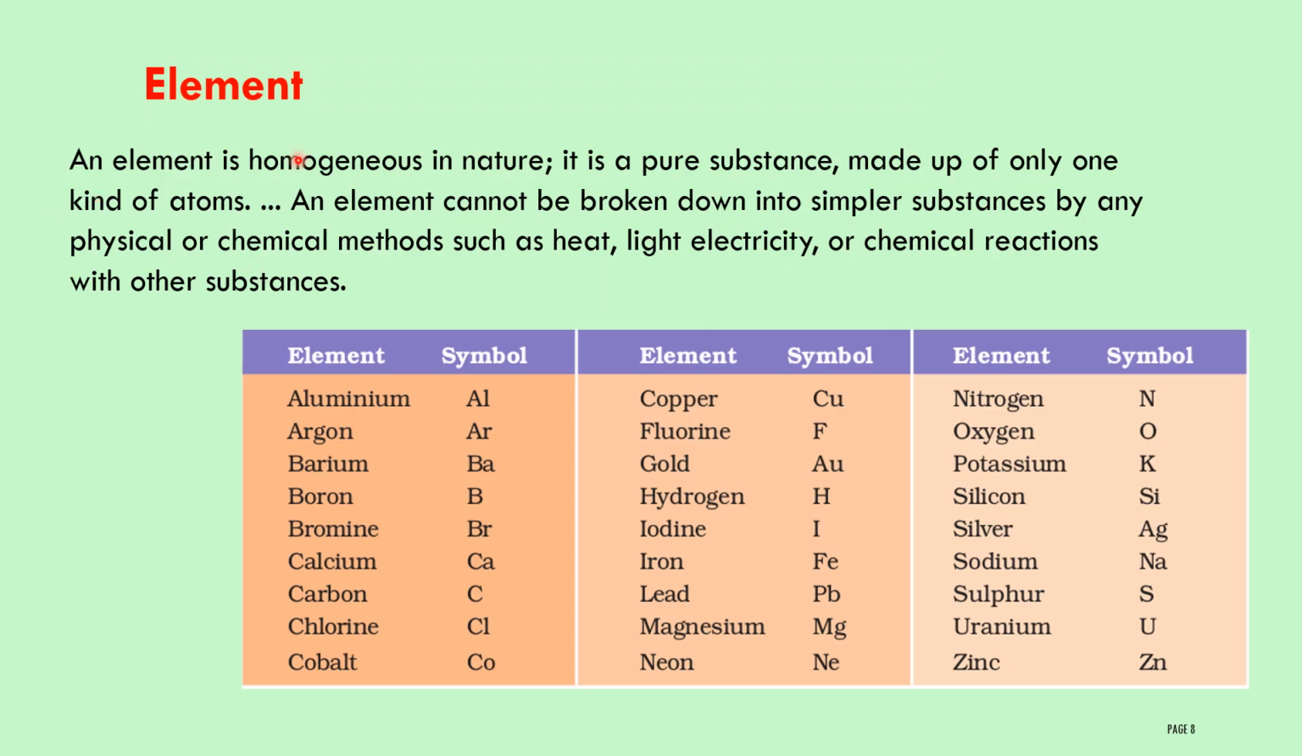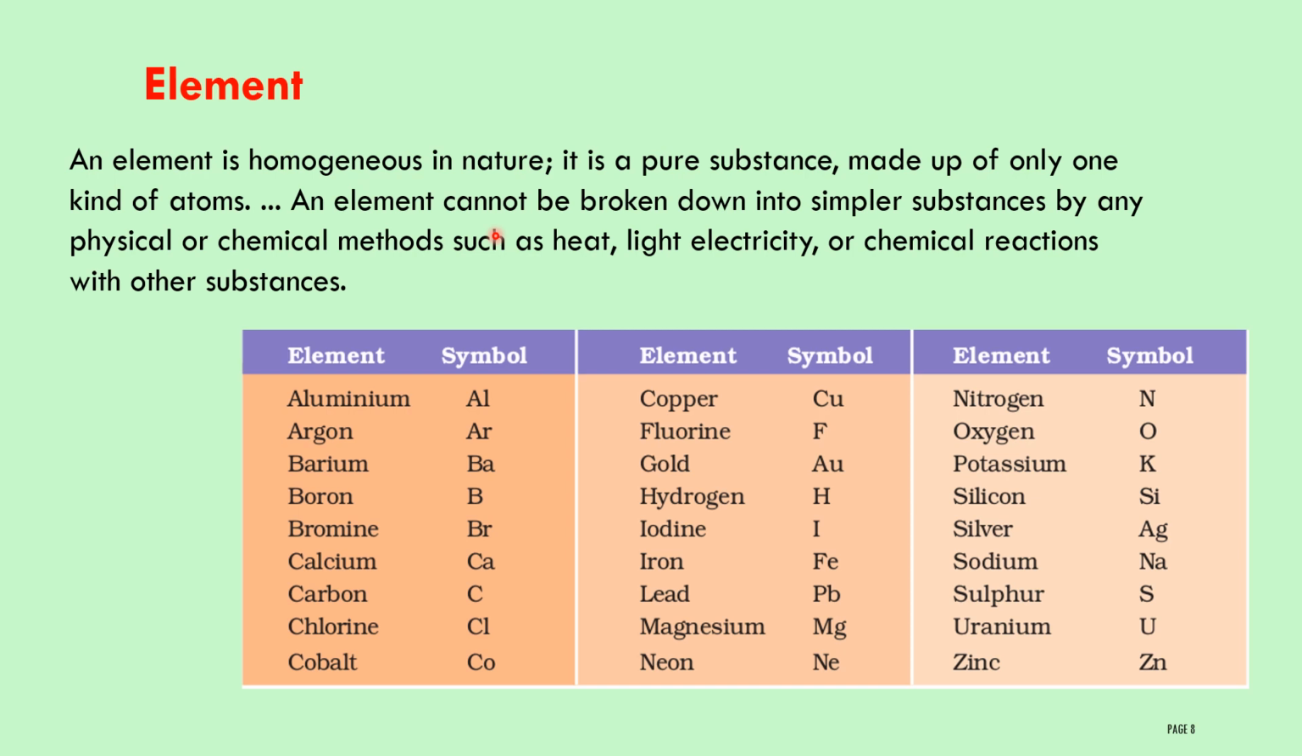Element. An element is homogeneous in nature. Homogeneous means it contains the same type of atoms. It is a pure substance made up of only one kind of atom. Element means always you have to remember it is made up of one kind of atom. An element cannot be broken down into simpler substances by any physical and chemical methods.